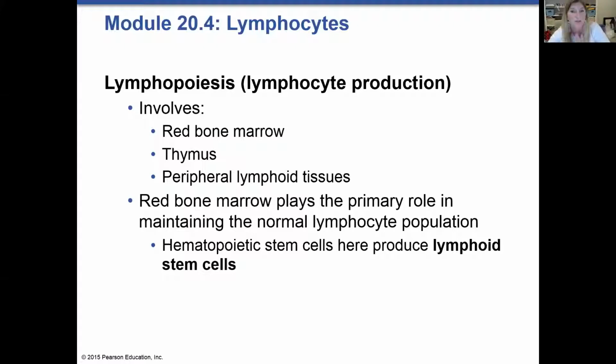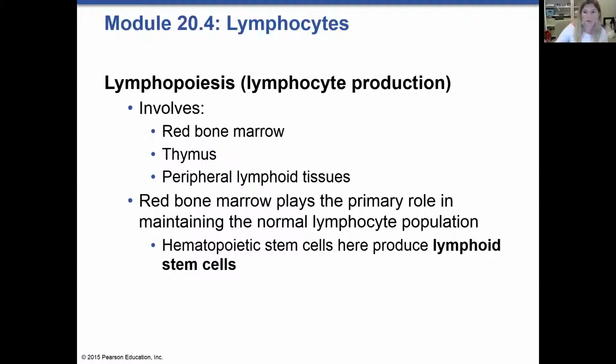In lymphopoiesis, because we're talking about lymph cells, these cells originate in the bone marrow, right? And then they're going to be transported out into the lymphatic system, primarily to the thymus. The thymus is the site of major lymphocyte maturation. Then they go out into the peripheral lymphoid tissues where they can sit and wait, twiddle their thumbs, so to speak, until they need to be activated. The red bone marrow is the primary catalyst in creating lymphocytes.